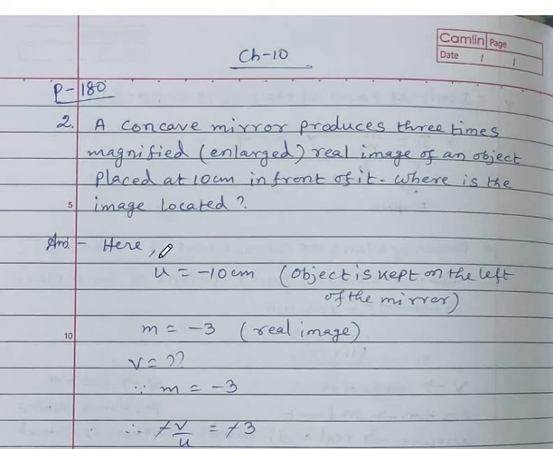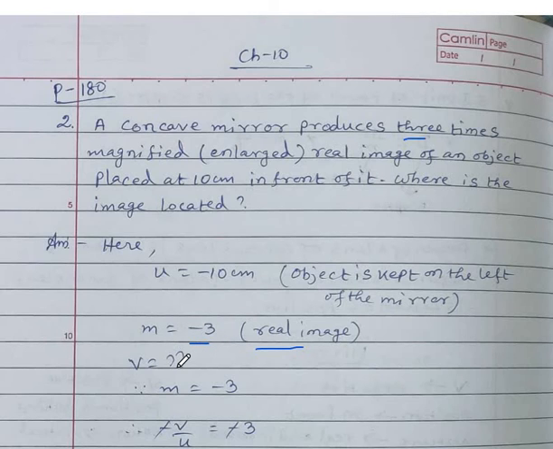Here U is the object distance, minus 10 centimeter. Reason: you must write object is kept on the left of the mirror. Magnification you can write minus 3 because it produces 3 times magnified image. That's why I wrote M is minus 3. Because of real image this is negative. If it is virtual image magnification will be positive.